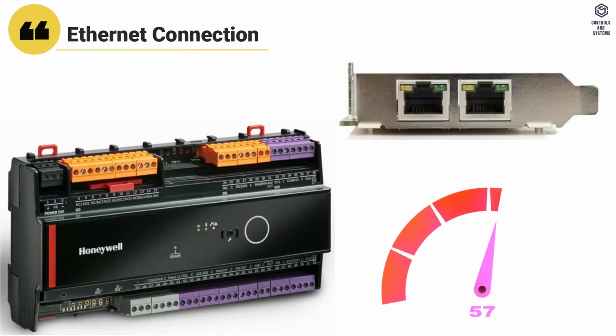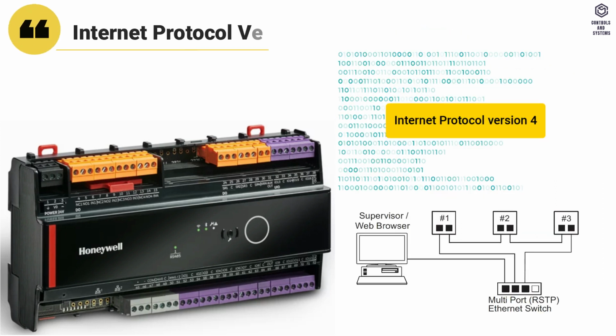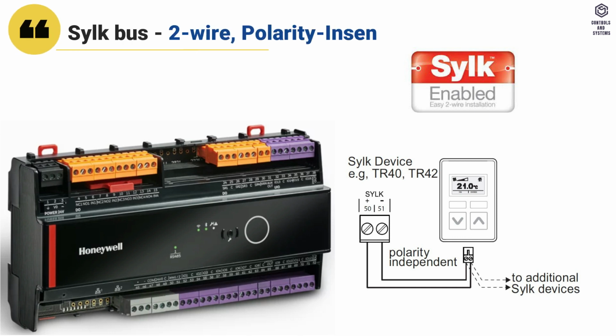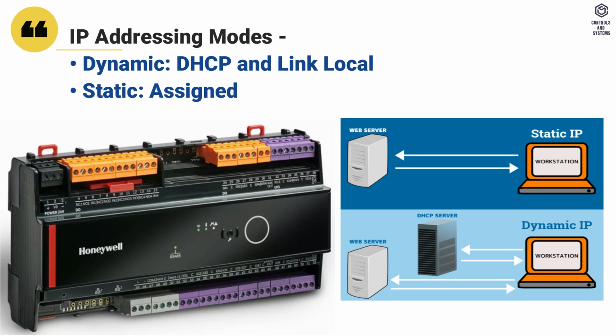Communications data. Ethernet connection speed is 10 to 100 Mbps. Internet protocol version is IPv4. SylkBus is 2-wire, polarity sensitive. IP addressing modes are dynamic and static.